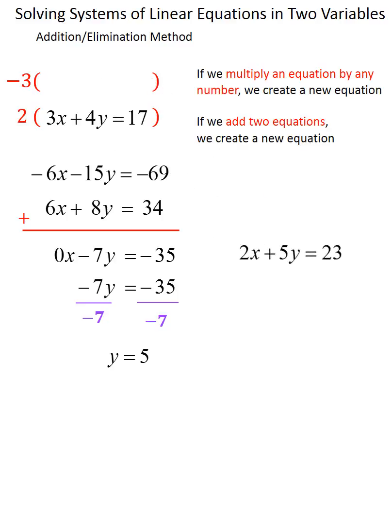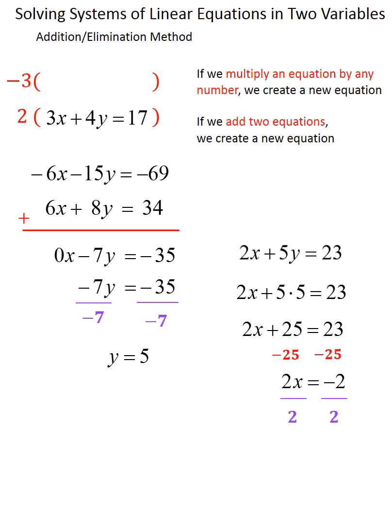This seems like as good a place as any, so plugging in 5 for y and doing some basic simple algebra, I have now solved for x. And having solved for x and y, I can put my answer in an ordered pair, and that is the solution to this system. And that concludes the lesson.